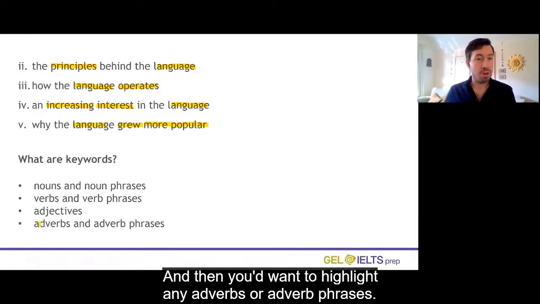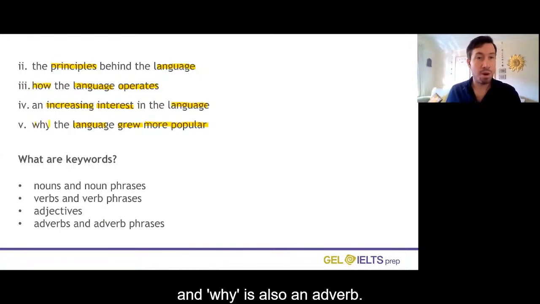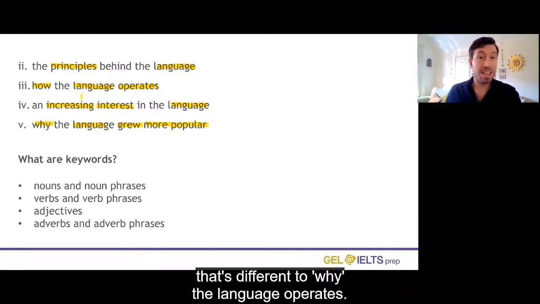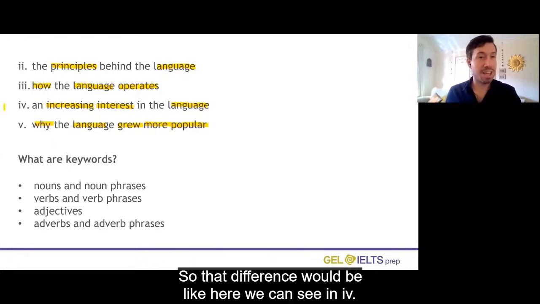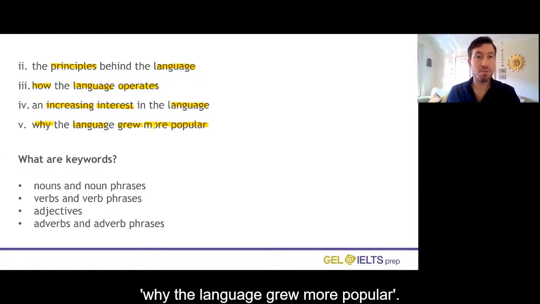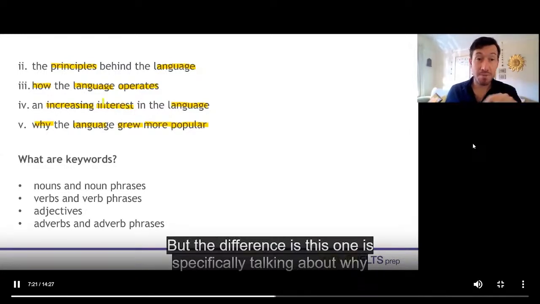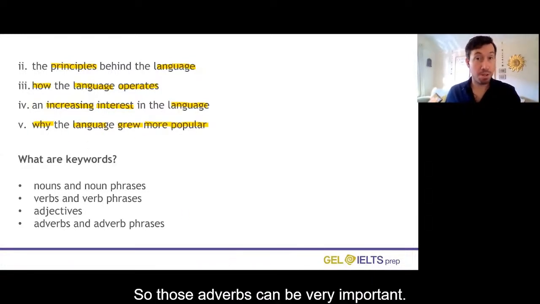And then you'd want to highlight any adverbs or adverb phrases. So adverbs are things like how is an adverb and why is also an adverb. And they're really important because look here, how the language operates, that's different to why the language operates. Okay, so the adverbs do make a big difference. So that difference would be like here, we can see in 4, it says an increasing interest in the language and why the language grew more popular. Now, grow more popular and increasing interest, they have the same meaning. But the difference is this one is specifically talking about why it grew more popular, whereas this one is not looking at why. So those adverbs can be very important.